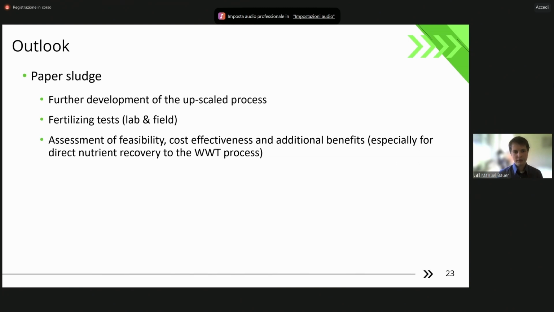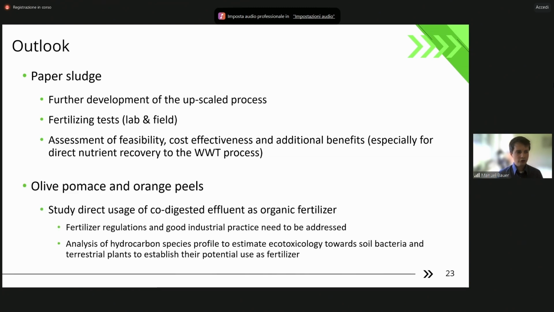And for olive pomace and orange peels, we think the best way would be to directly use the co-digested effluent as an organic fertilizer. And here you also have to check the fertilizer regulations, depending on where you want to use it. And of course, you could start with an analysis of hydrocarbon species to estimate ecotoxicology towards soil bacteria and plants. And afterwards, it's again fertilizing tests with real plants and organisms.